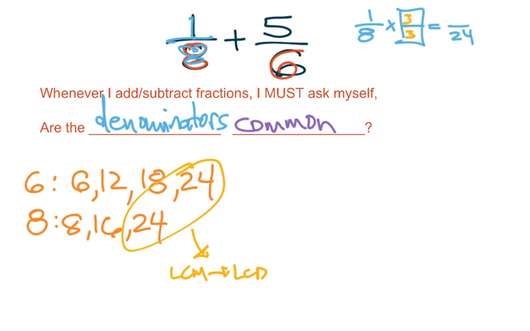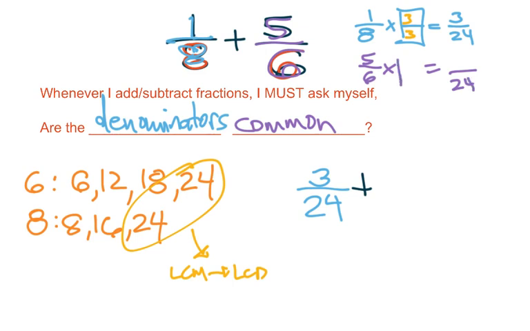Well, clearly 8 times 3 is 24. Therefore, I'll do 1 times 3, 3/24. And I'll rewrite that 1/8 as 3/24. Now I have to do the 5/6. So 5/6 times what fractional form equal to 1?